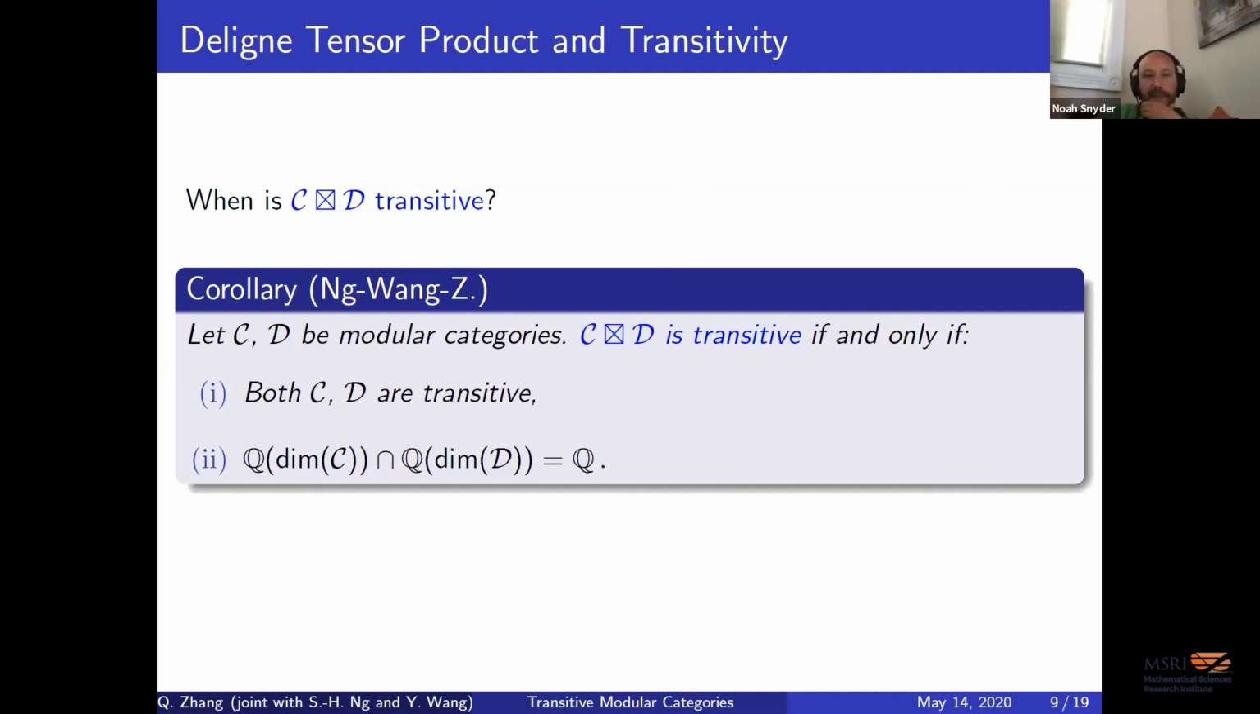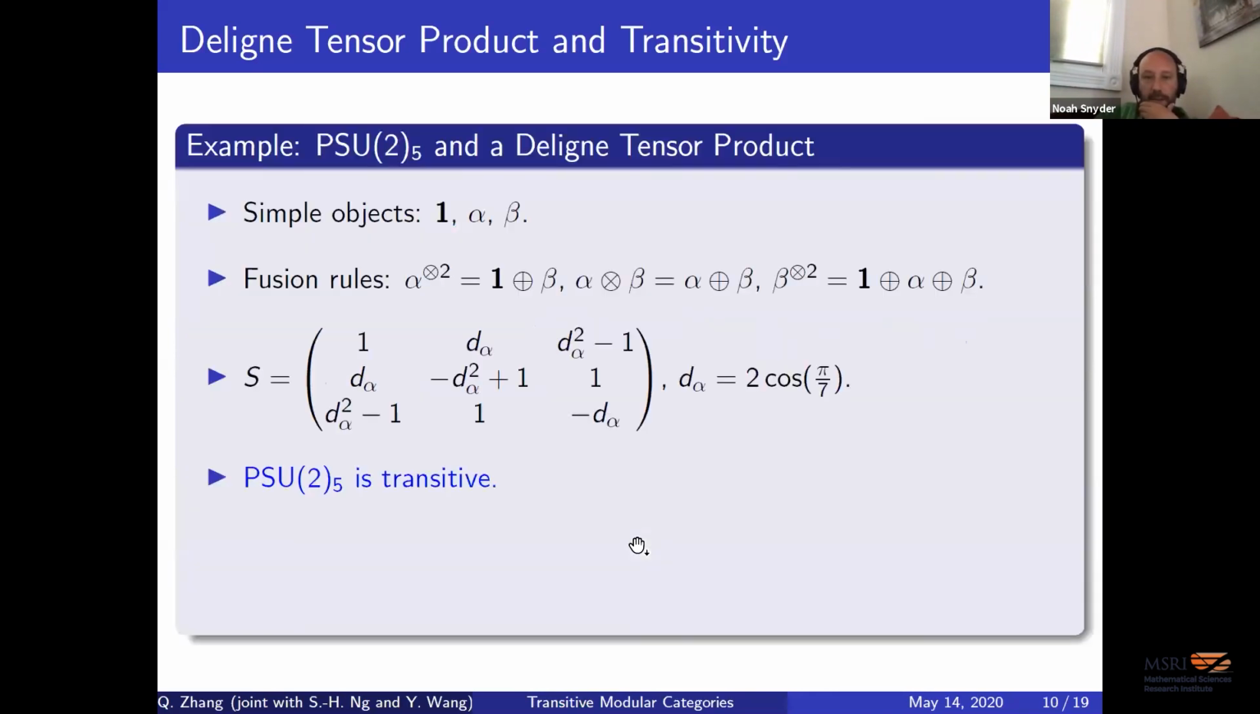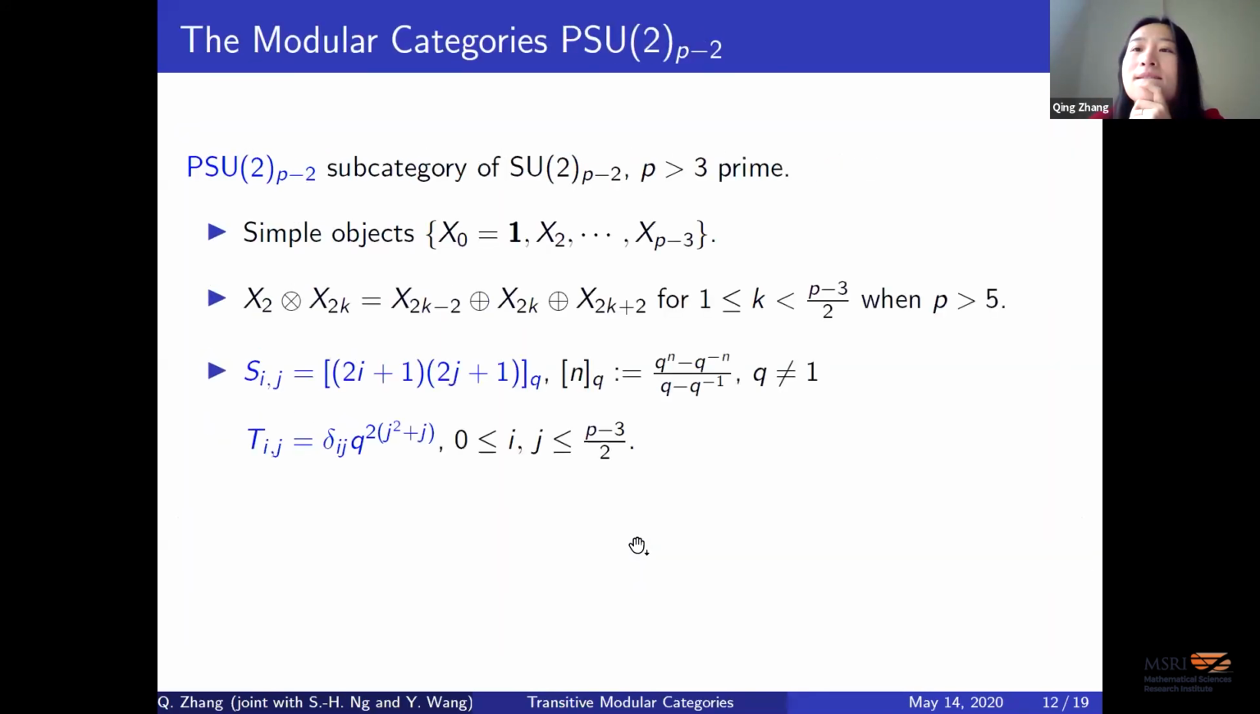Okay, and then one last question from Pablo. He said this explanation was great for him. How about on slide 14?